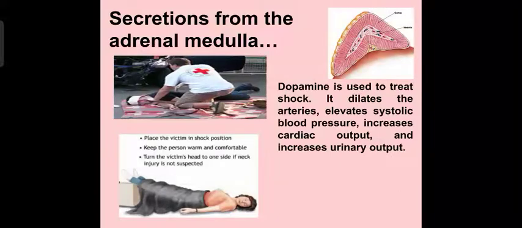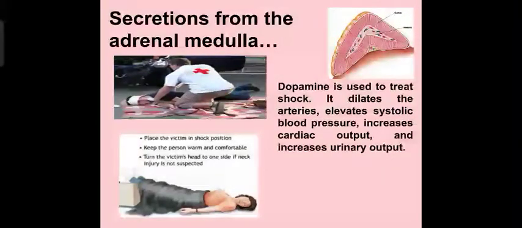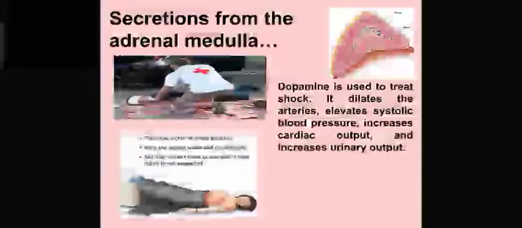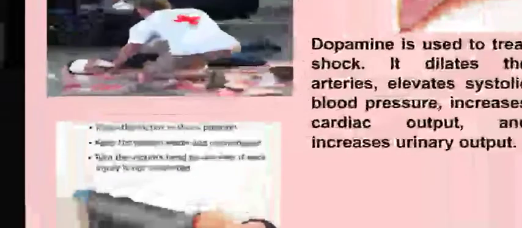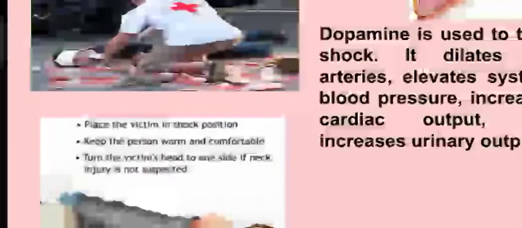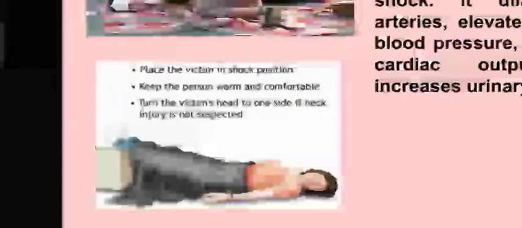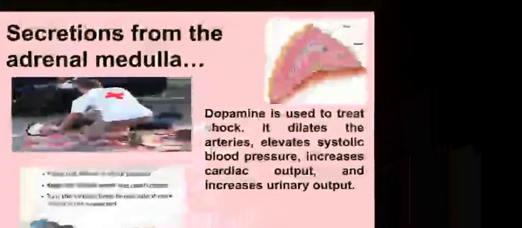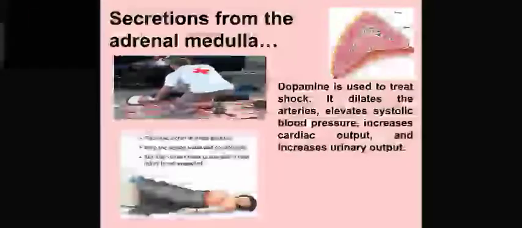Dopamine is used to treat shock. It dilates the arteries, elevates systolic blood pressure, increases cardiac output and increases urinary output. Here in shock position, keep the person warm and comfortable. Turn the victim's head to the side if neck injury is not suspected. Here is the medulla region, the internal region.